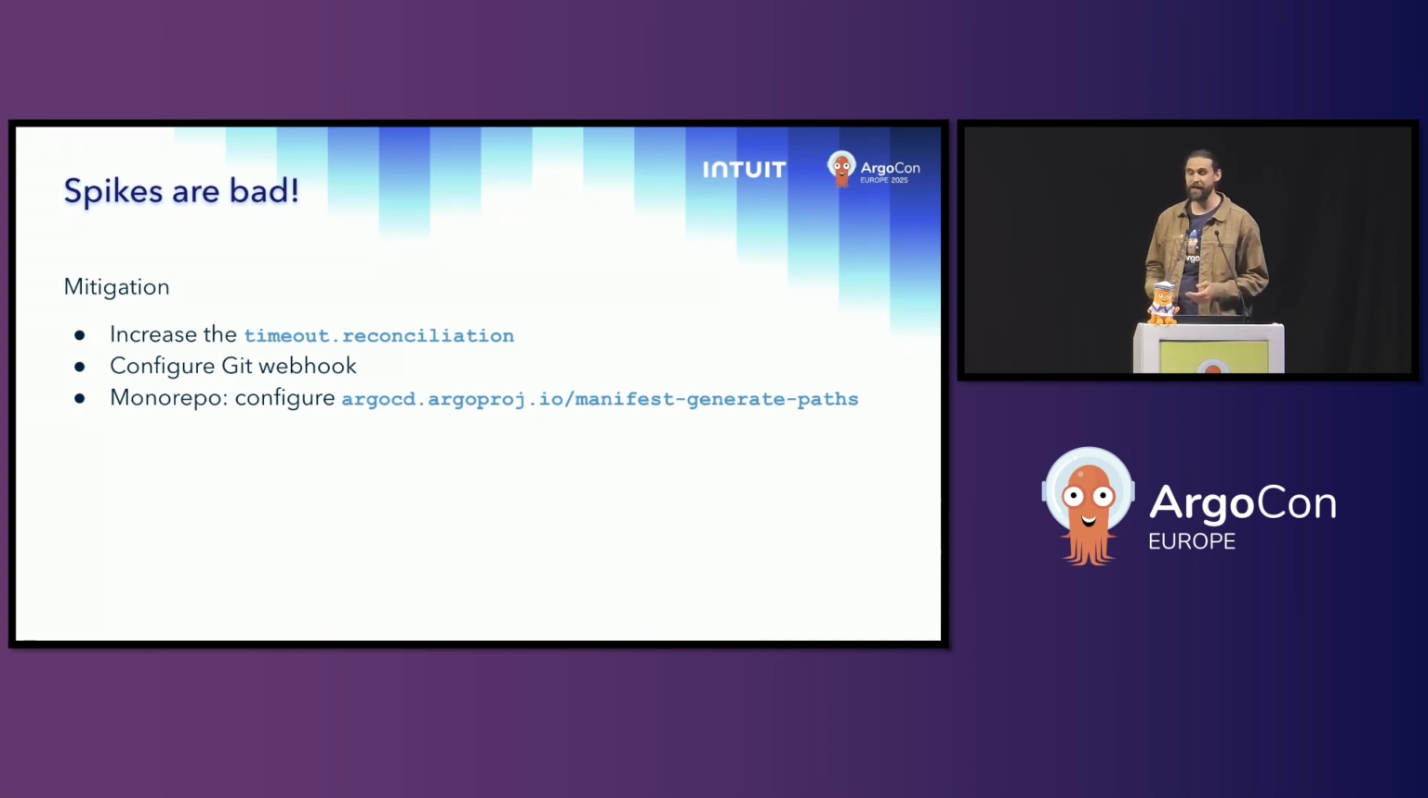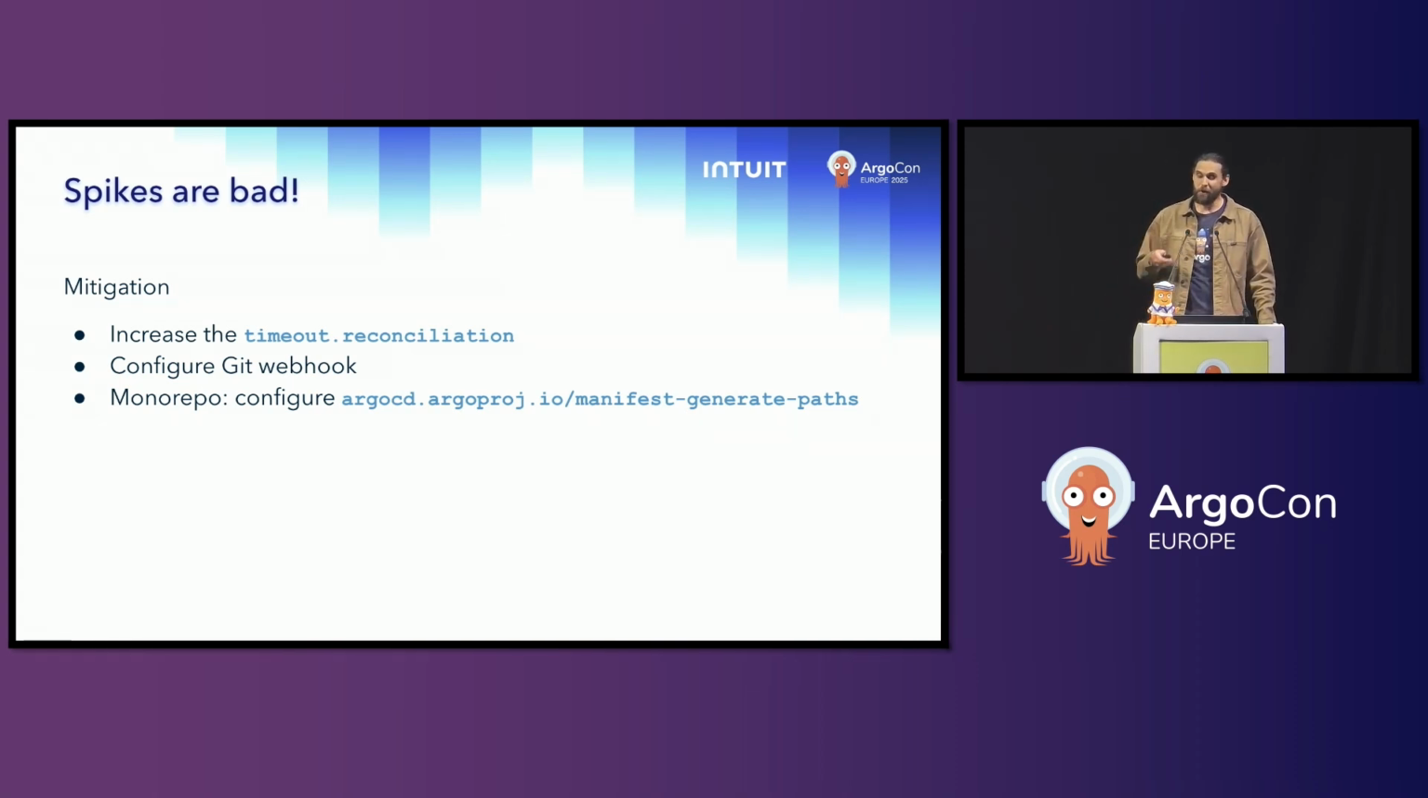There are some mitigation options to reduce the spikes. So you can configure the reconciliation timeout to be an hour or two. Now, it's not going to fix the issue. It's just going to delay it. If you do that, you also need to configure the Git webhook, because you don't want your application to be out of sync an hour after you've committed. You want the GitHub event as soon as the commit is made.